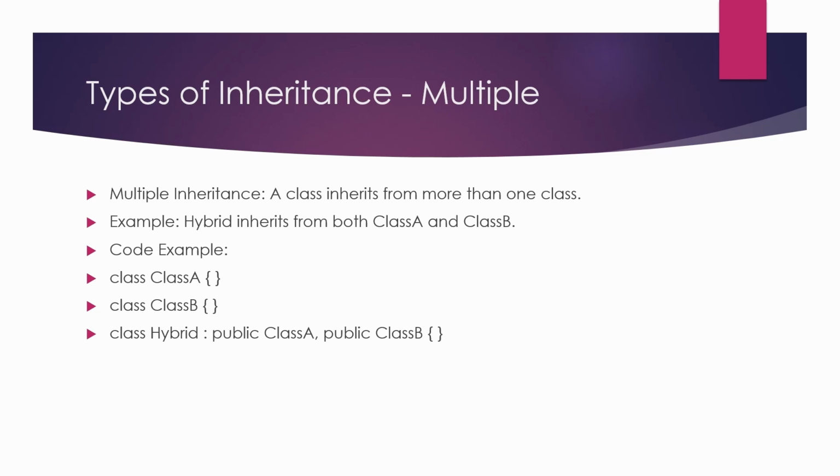Multiple inheritance allows a class to inherit from more than one parent class. Although this feature isn't supported in all programming languages, it can be powerful in scenarios where a class needs to combine functionalities from different sources. For example, a hybrid class might inherit from both class A and class B.